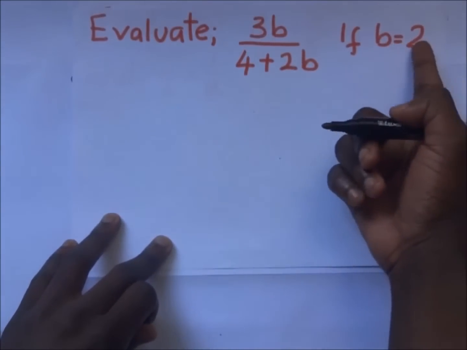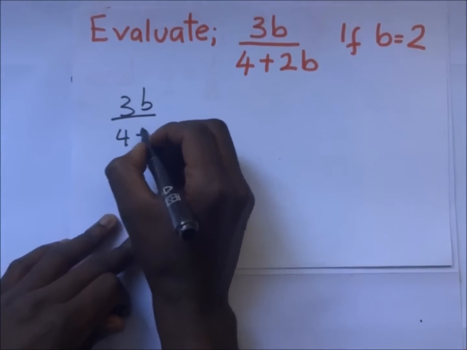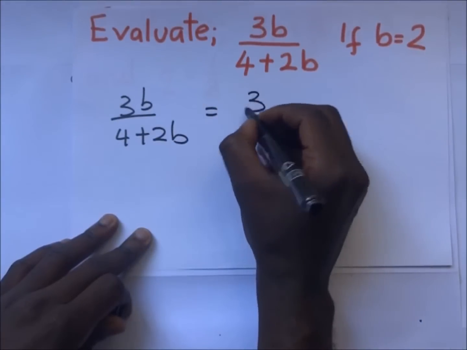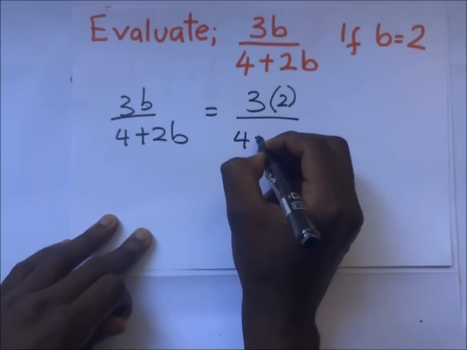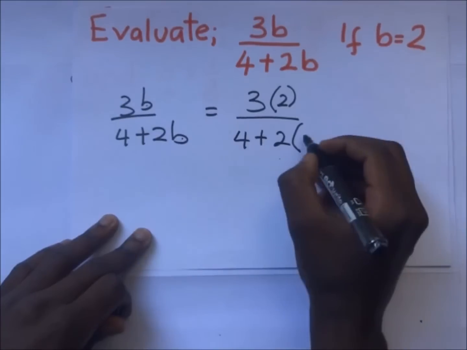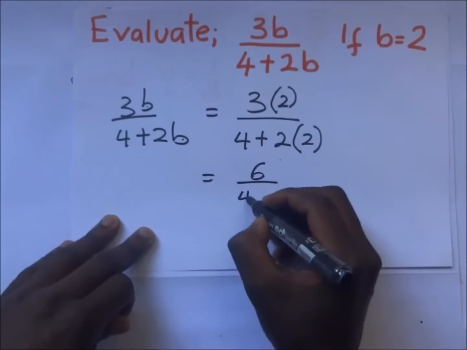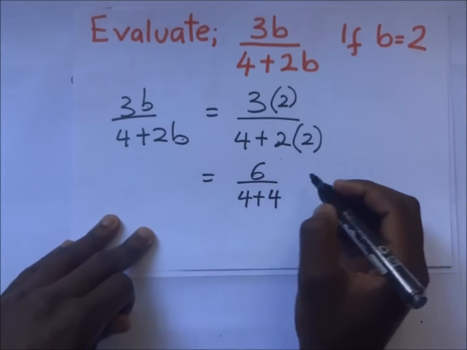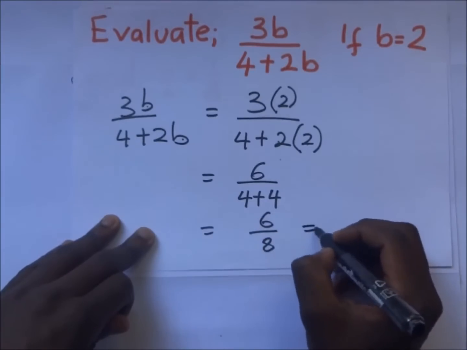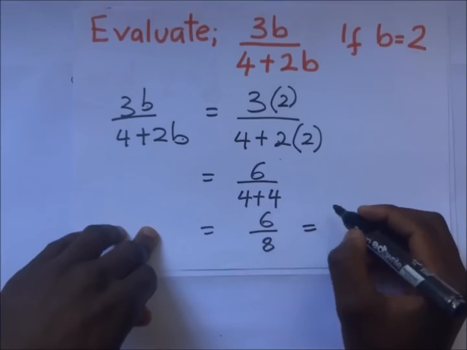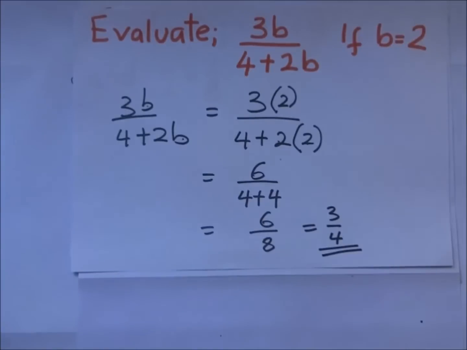So we shall substitute our value of b, 2, here. So 3b over 4 plus 2b is going to become 3. Our value of b is 2, so it's 3 times 2, divided by 4 plus 2 times b, which is 2. And we shall get our answer as 6 over 4 plus 2 times 2, which is 4. And our answer here is going to become 6 over 4 plus 4, which is 8. And of course, when we simplify this further, when we divide 6 by 2, we get 3. When we divide 8 by 2, we get 4. So our value is 3/4.